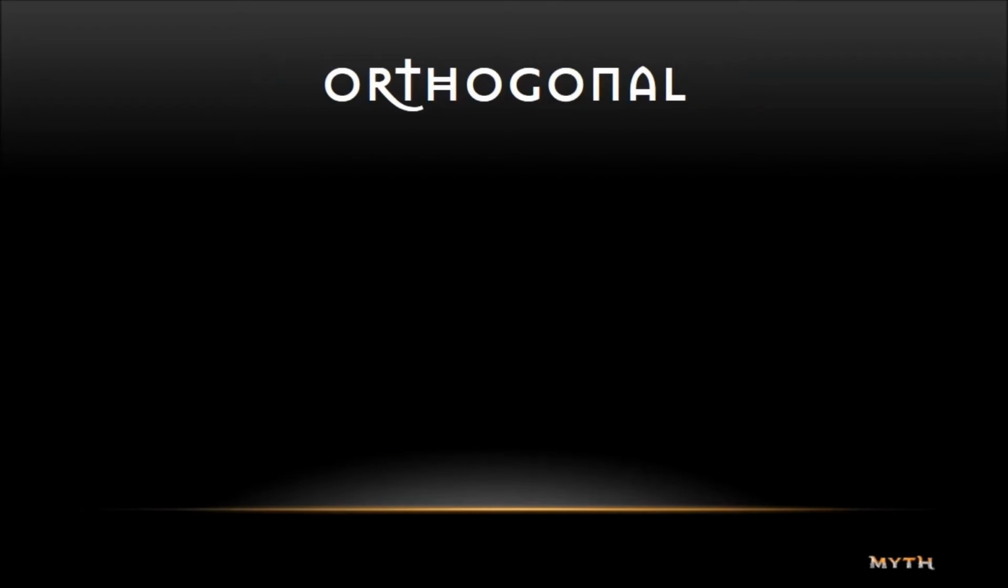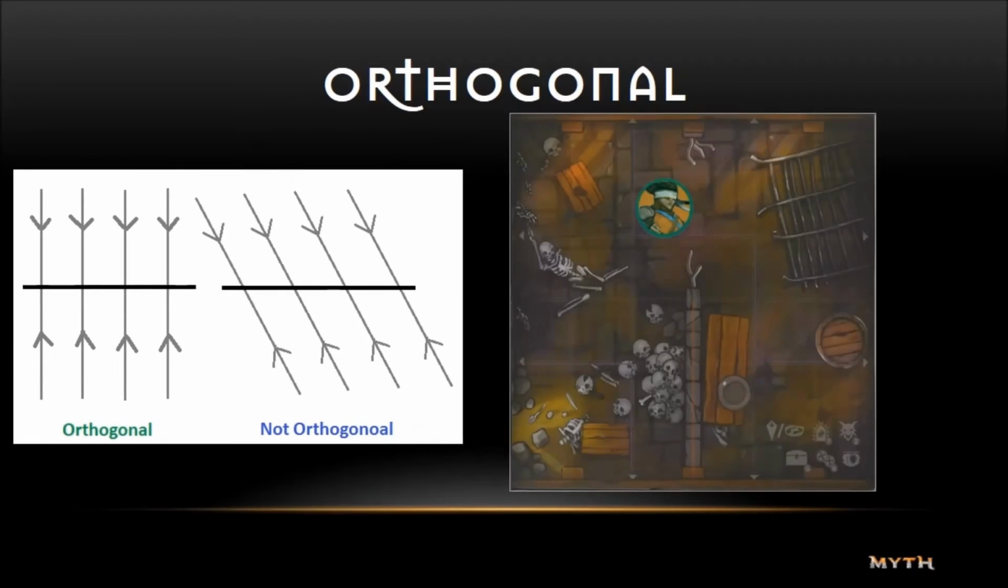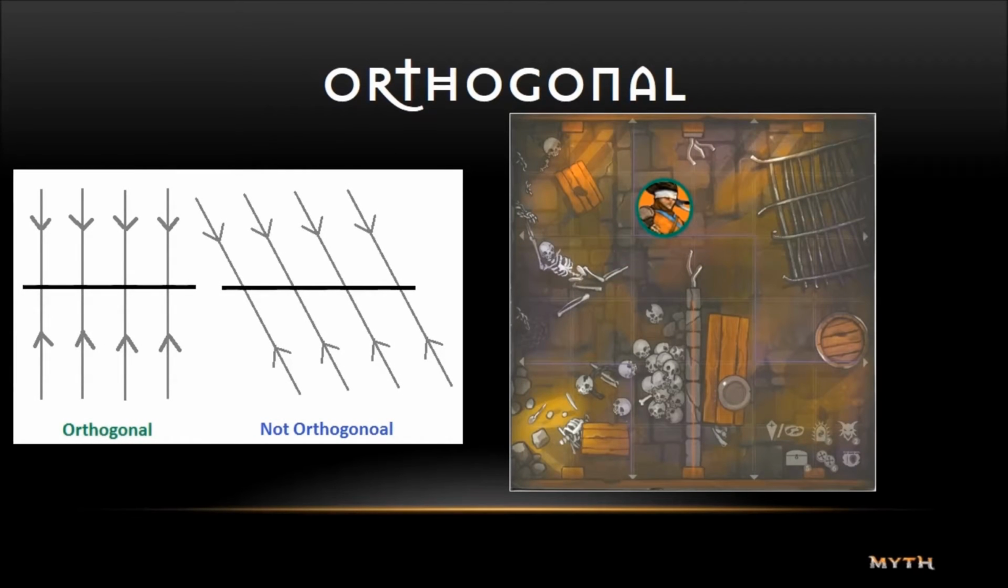Okay. Next up is this term orthogonal, and admittedly, I had to go back to the old high school geometry text to look up this word orthogonal when I first saw it in the Myth manual, and frankly, it's just a fancy way of saying right angles, and you can see the difference there. On the screen, orthogonal is at a right angle to that black line, and if it's not at a right angle, it's not orthogonal. How does that equate to Myth and its heroes and the tiles?